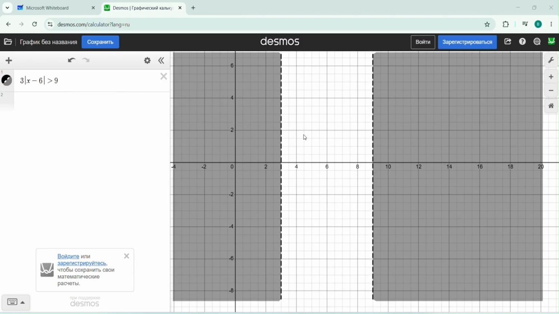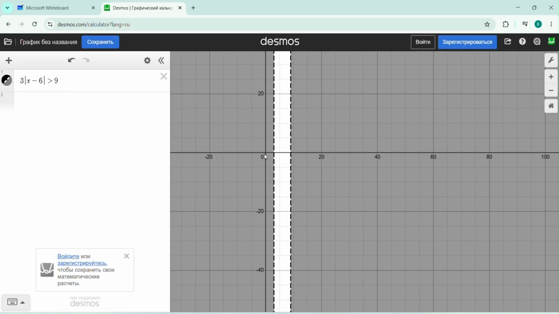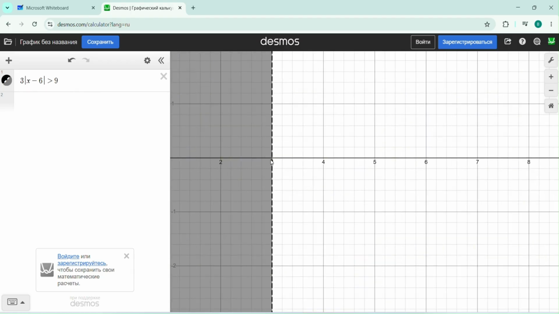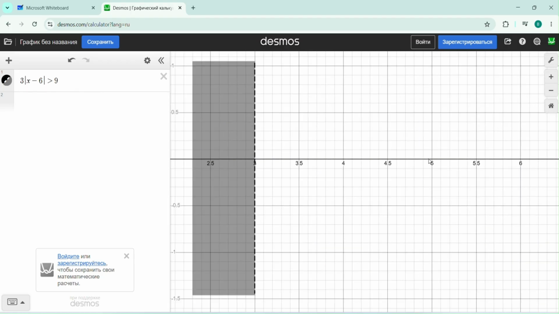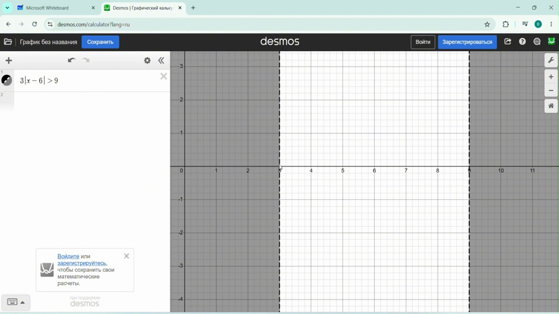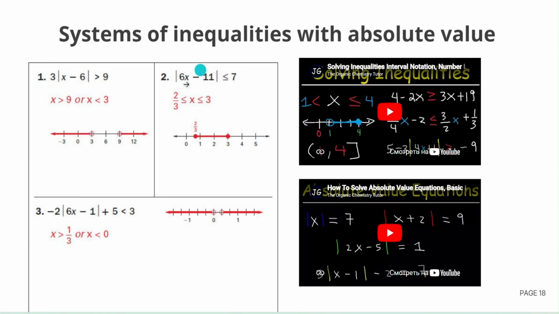As you can see here, I typed the equation into Desmos, the first example, and you see that the region is colored except this region. The starting point is at 3, as you can see there, and at 9, which means that our solution goes from 3 down to minus infinity, and then from 9 to infinity. These numbers in between aren't the solution. That's how we solve with the help of Desmos. There's no need to solve it manually. And of course, you can do the same thing with other examples.